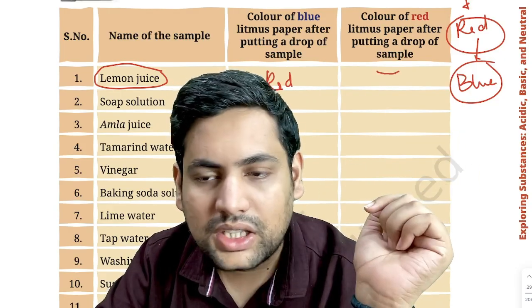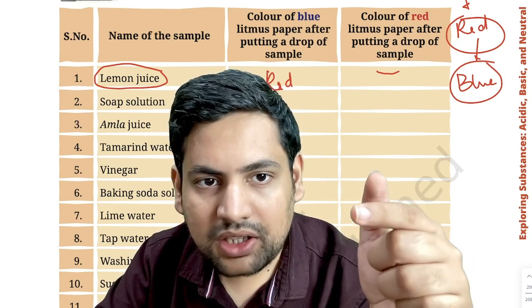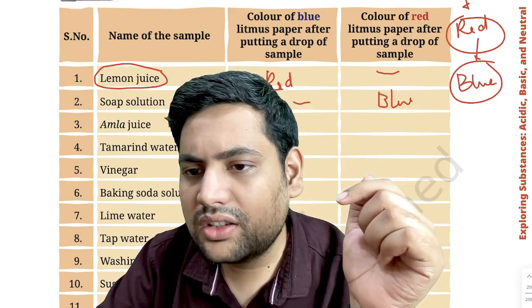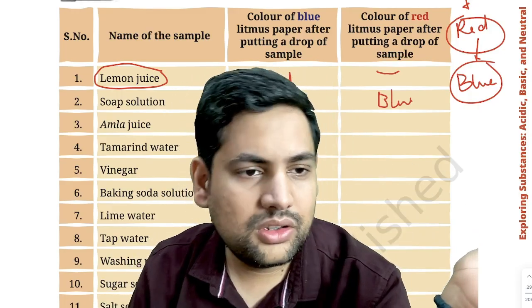Similarly, soap solution here, it will turn red litmus blue. So this will turn out to be blue. This will remain as it is, correct? Similarly, all you can do.